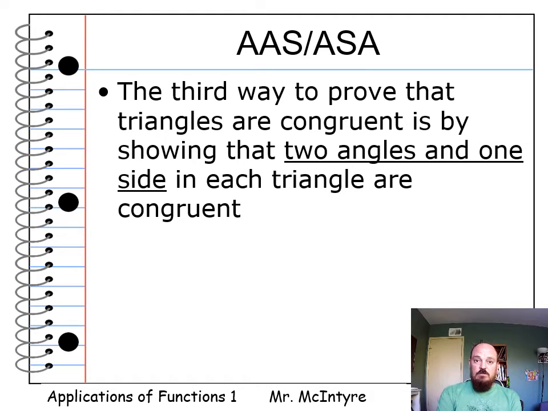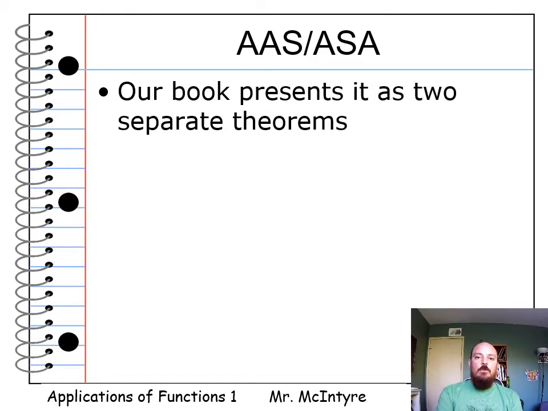Now the order is different, because remember when we talked about SAS, we said the letters tell you the order going around the triangle. So our book and most books present this as two separate theorems. For example, this first one right here, AAS, means going in order around the triangle, you have one angle, then another angle, then a side, and that's the same in both triangles. Whereas the second one, ASA, is kind of like our SAS, where the side is in between the angles. It goes angle, then side, then angle, and that's the same in both.